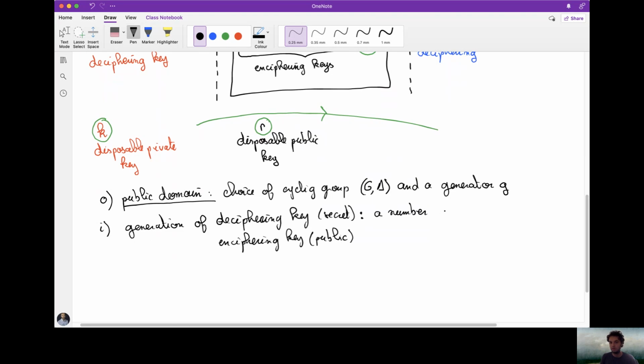It's a number that is secret, chosen randomly between 0 and whatever huge number you want to choose, and it's only known to you, that number that you have chosen. Okay? The enciphering key is going to be an element of G, of the group. And how do you build this element? Well, simply take EA to be equal to G, the generator you have chosen, to the power of the number you have chosen. Okay, so that's how you generate an enciphering key.